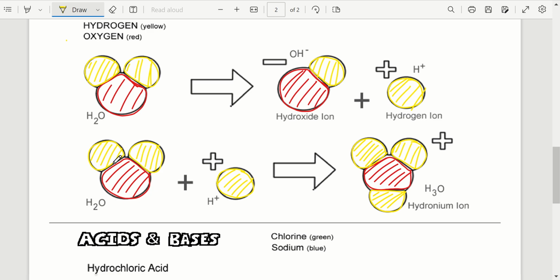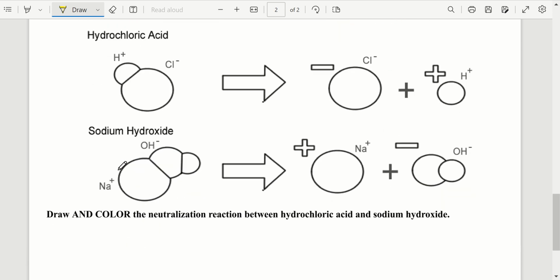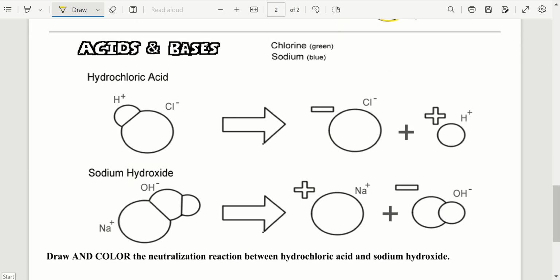Now let's look at the next part. It says acids and bases. So let's first color the things that we had already. So H's, that's what I was just doing. So I have an H here. I have an H here. So I'm going to do these the same as I did before. Here's the H. Okay, and here is the H.